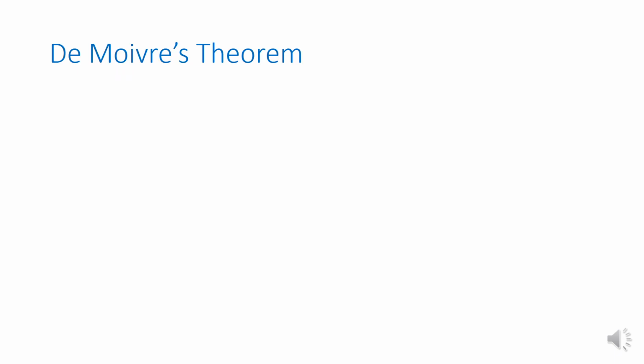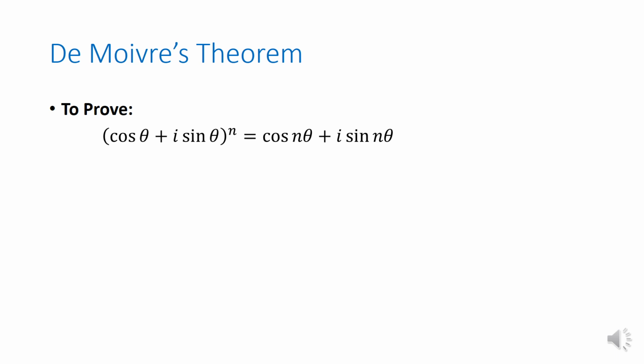Now, the final one we're going to present here is proof by induction of de Moivre's theorem. And you'll have met de Moivre's theorem in the chapters on complex numbers. Okay, so what is to prove? So here's de Moivre's theorem. It says that (cosine theta plus i sine theta) to the power of n is equal to cosine n theta plus i sine n theta.